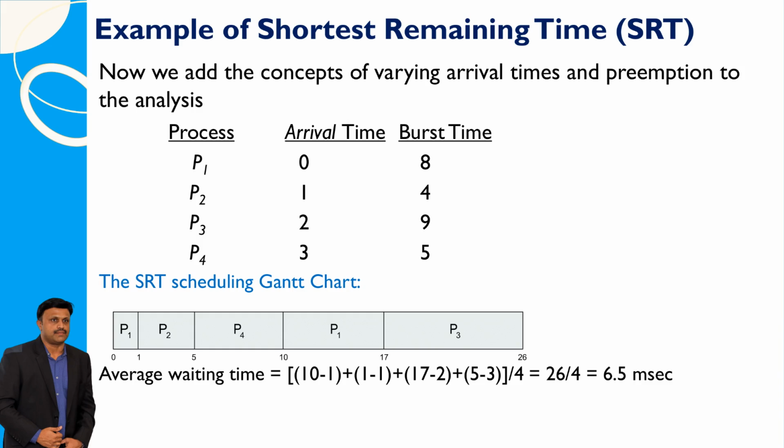Consider processes with arrival times and burst times as follows: P1, arrival time 0, burst time 8; P2, arrival time 1, burst time 4; P3, arrival time 2, burst time 9; and P4, arrival time 3, burst time 5. The SRT scheduling Gantt chart depicts the execution timeline. The average waiting time is calculated as 6.5 milliseconds.